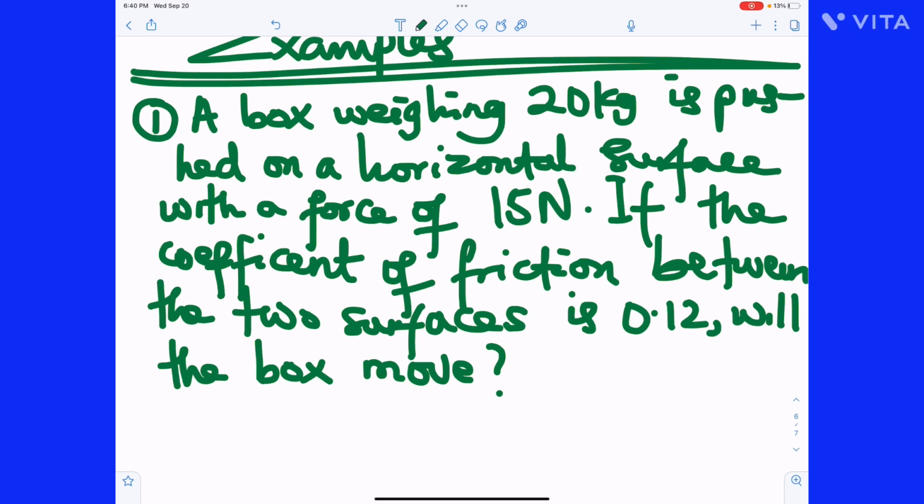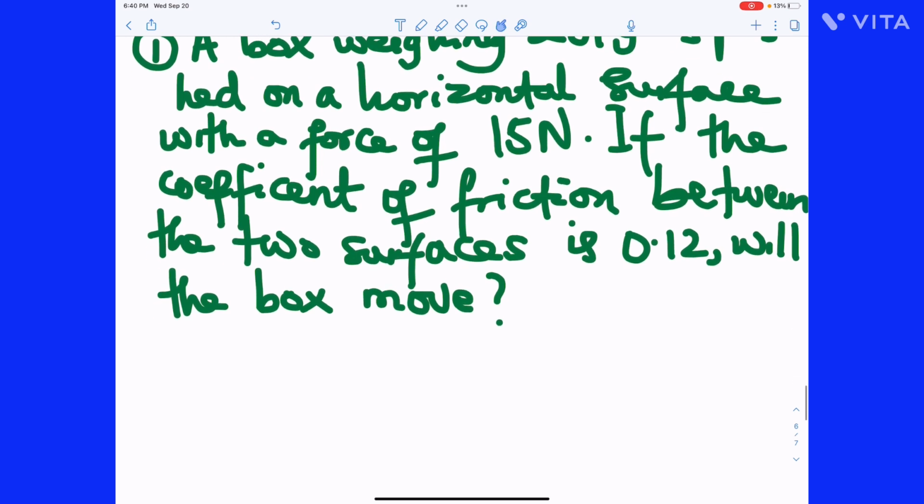Look at this question. A box weighing 20 kilogram is pushed on a horizontal surface with a force of 15 newtons. If the coefficient of friction between the two surfaces is 0.12, will the box move? That's a very simple question.